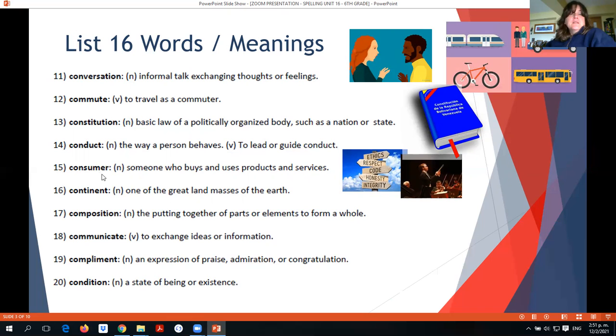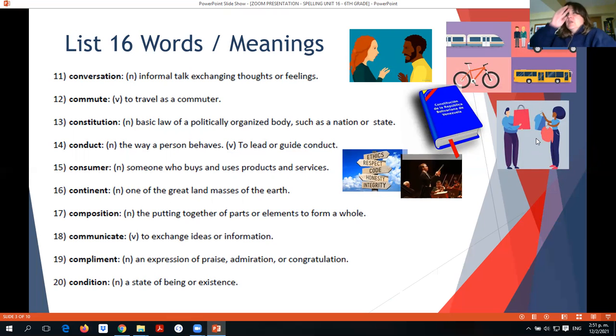Number 15, consumer, prefix con, is someone who buys and uses products and services. We are all consumers. We use services such as electricity, water, gas, and we buy things. So we are consumers.